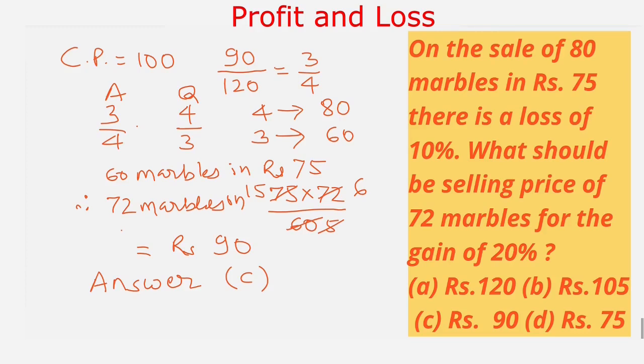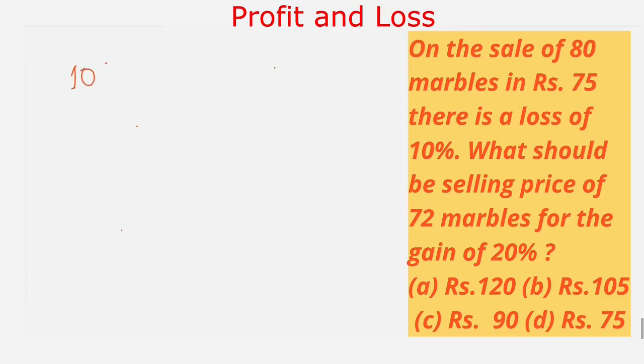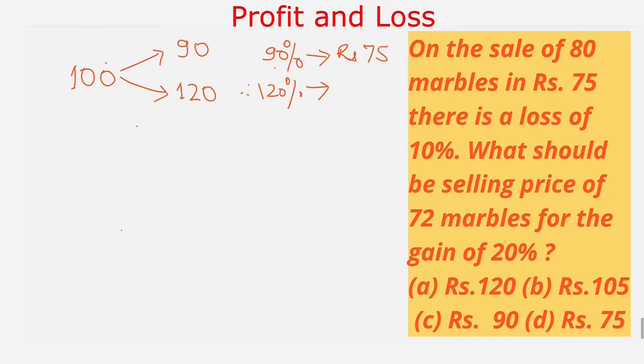This was one method. Now we will solve this question by another method, that is again a shortcut method. If our CP is say 100, then for 10% loss we were selling the things in 90. And for 20% profit we have to sell it in 120. 100 plus 20 is 120. It is given that 90% is equal to rupees 75, as we were incurring the loss of 10% when we were selling in rupees 75.